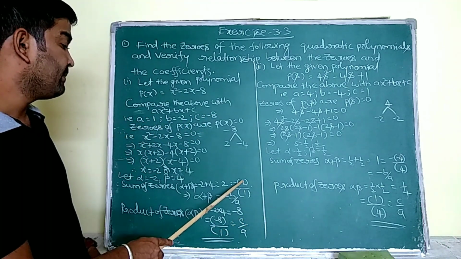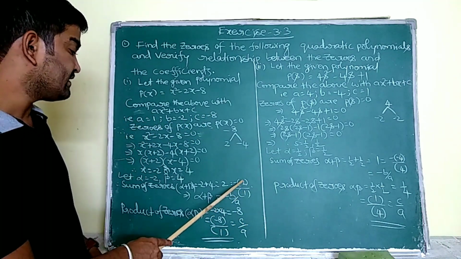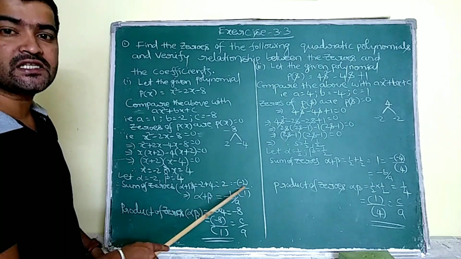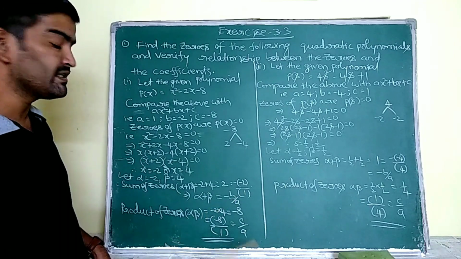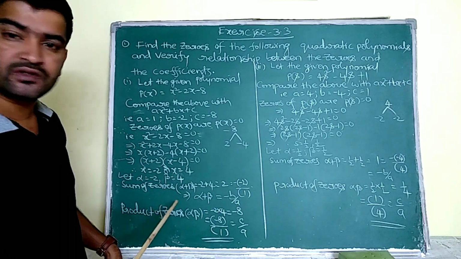So minus b by a. Now check whether this is equivalent to 2 or not. Minus of minus 2 by 1 means 2 only. So it is equivalent to minus b by a. So the sum of the zeros is verified.